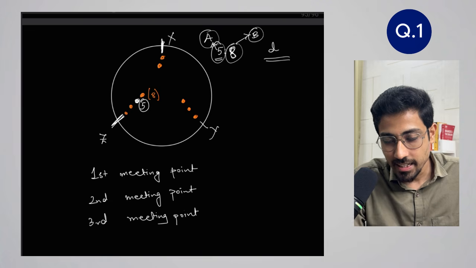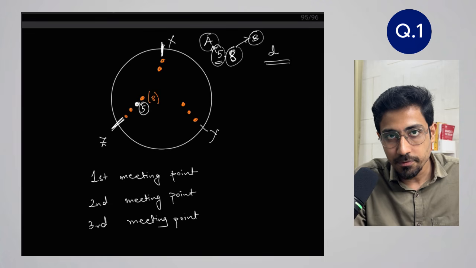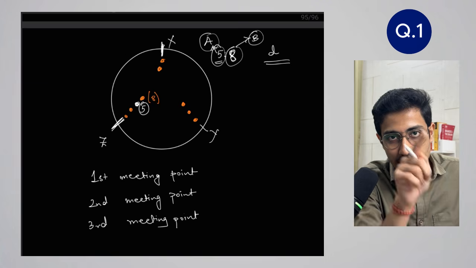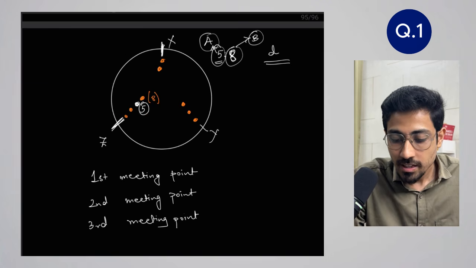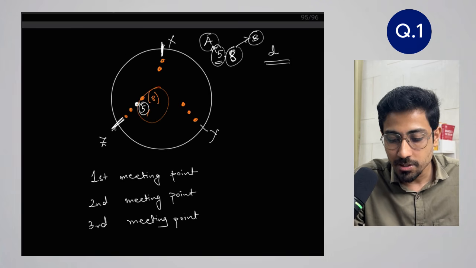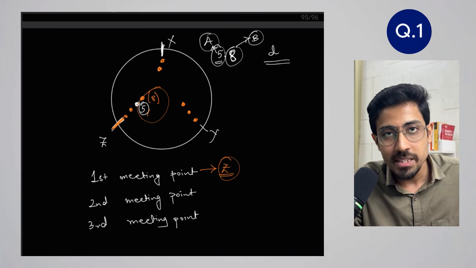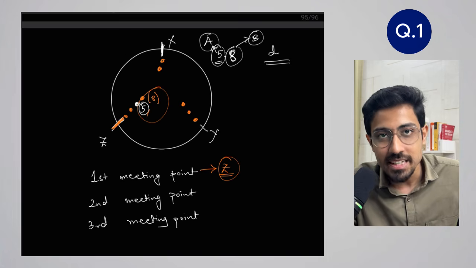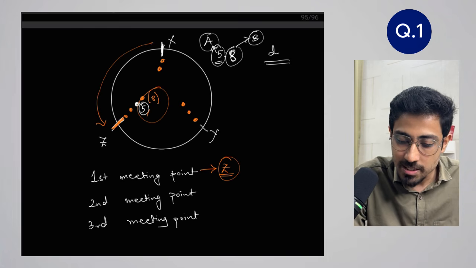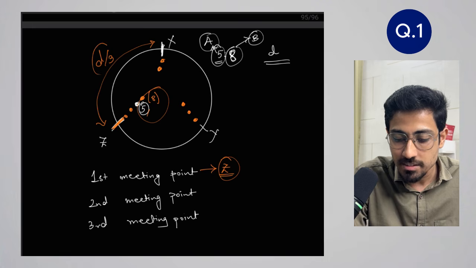If you keep counting 1, 2, 3, 4, 5, 6, 7, 8. Okay. So 5 and 8, for the first time they meet at this point Z. So the first meeting point is actually Z. And how far is it from the center? I already know this distance is d by 3 because it was covered in 3 equal parts. It is d by 3.